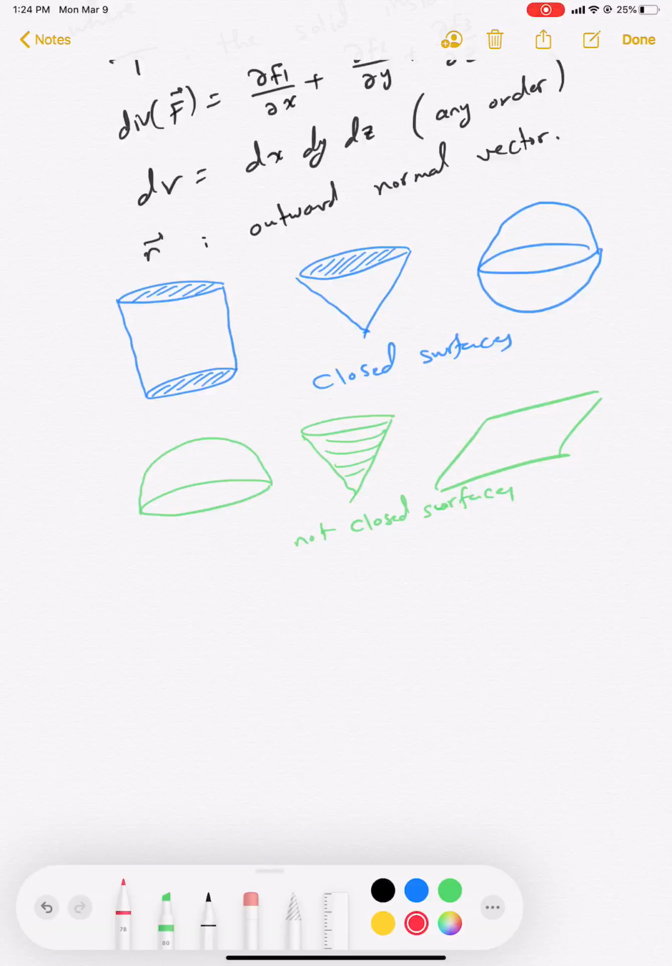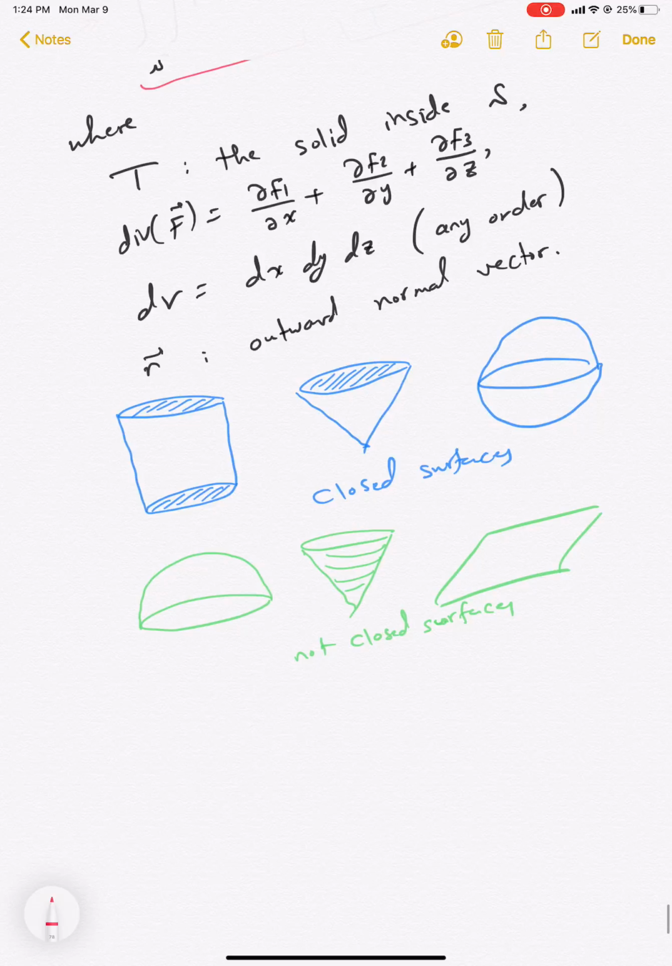Then, what do we mean by the outward normal vector? Of course, outward, inward, that means we're talking about closed surfaces. If you're talking about the unit sphere, this is the outward normal vector. If you talk about the cone, this is the outward normal vector. For the cylinder, on the lateral faces, this is the normal vector. On the top, it's the upward normal vector. And for the bottom, it's the outward normal vector, the downward normal vector. So this is the meaning of the outward normal vector.